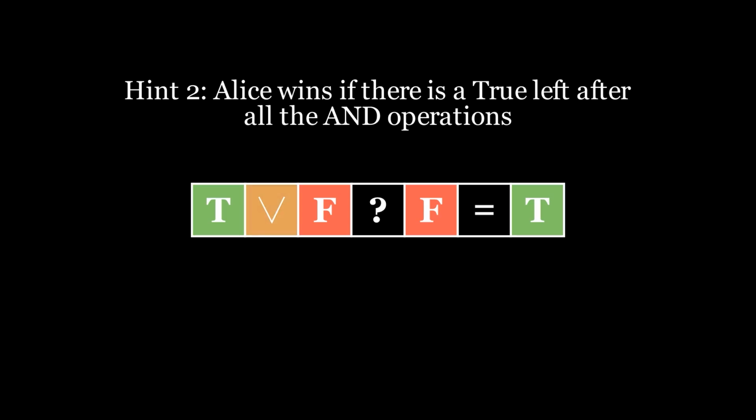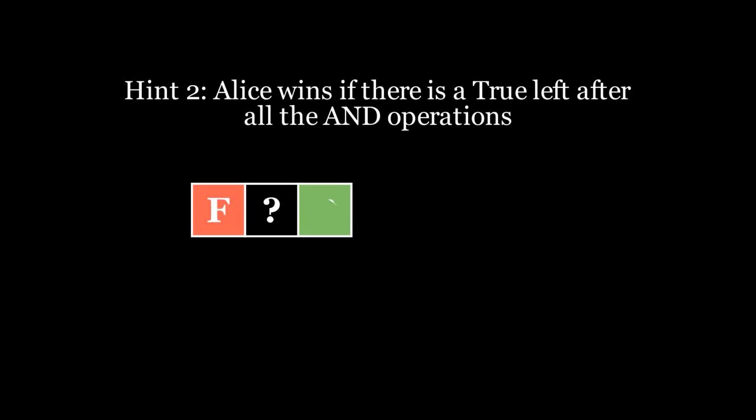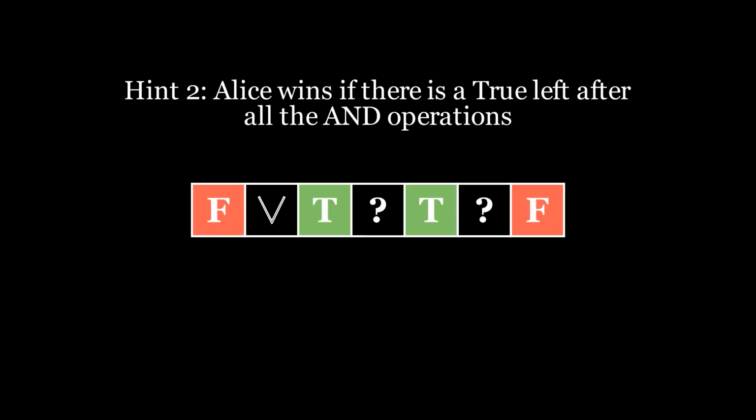How else can Alice win? Let's look at what happens when there are two adjacent ones. Bob can place an AND between the two trues, or between the true and the false. If Bob places the AND between the two trues, Alice can place an OR after the second true to win. Otherwise, if Bob places the AND after the two trues, Alice can place the OR in the middle to make sure there's an OR next to a true to win.